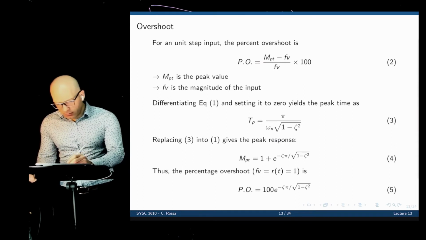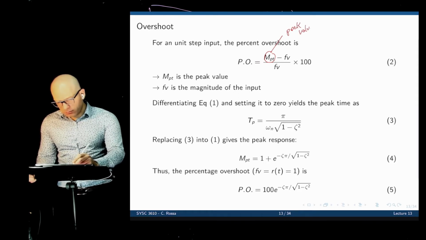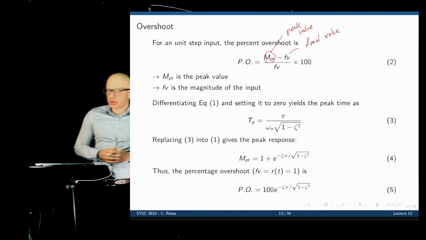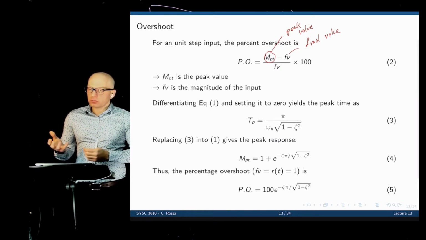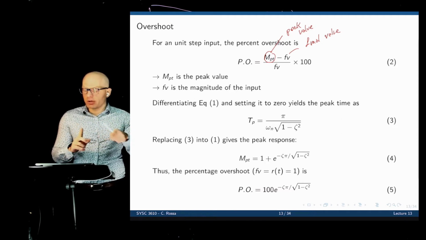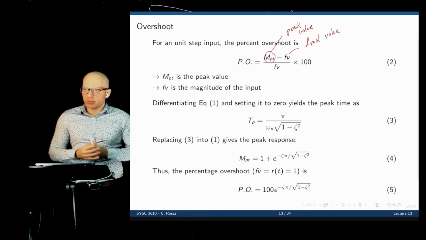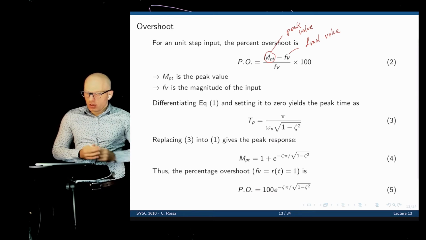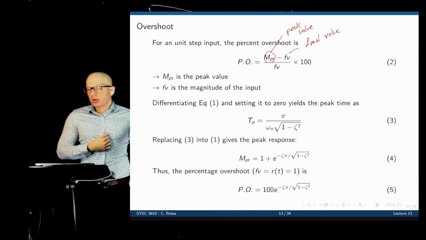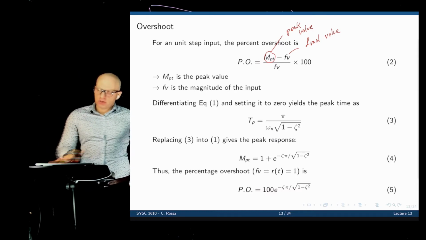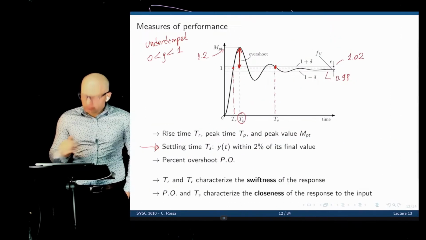The maximum value, or the peak value, minus the final value, divided by the final value, times 100. So in our previous case, if we reached 1.2, it would be 1.2 minus 1, divided by 1, times 100, which is 20%. If you want to find now an expression for this, we need to find the maximum value of the output. And how do we find the maximum value of a function?